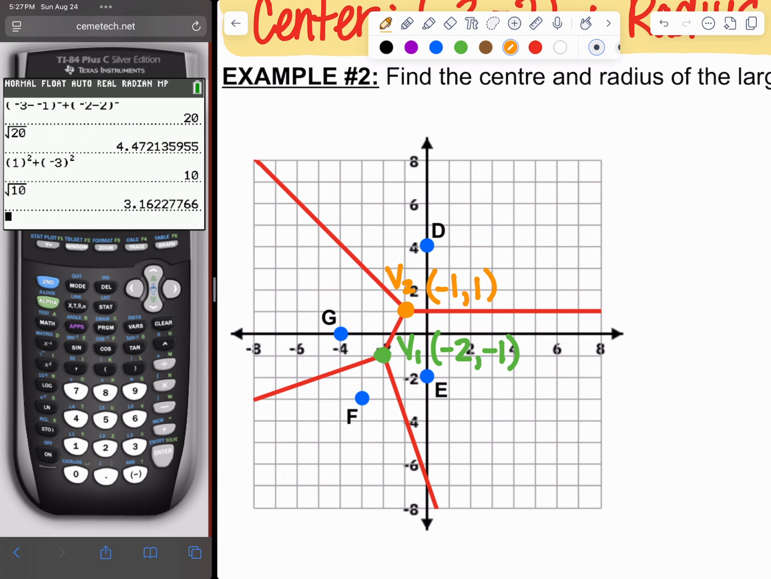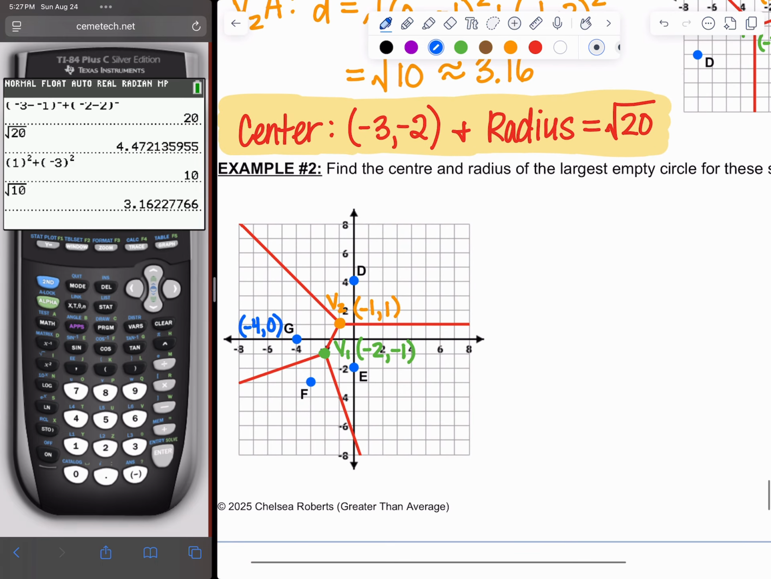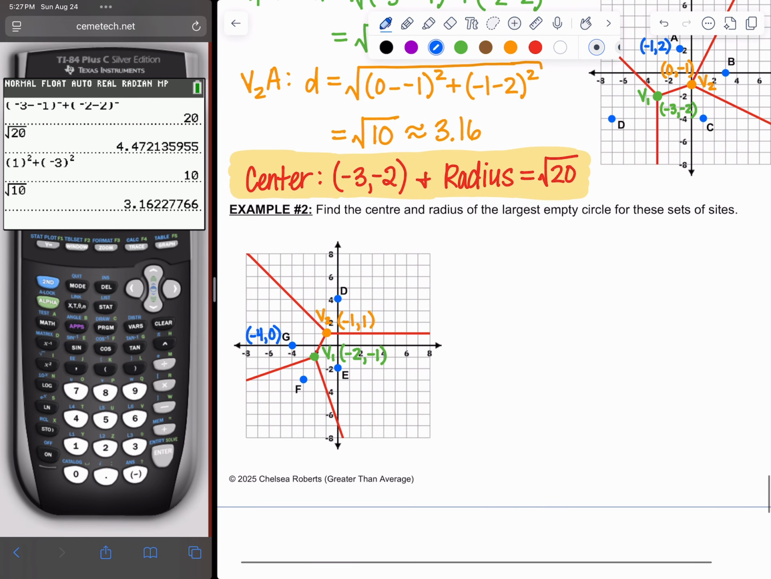All right. So what we're going to do here is we have to understand that vertex 1 and vertex 2 lie on this perpendicular bisector here. And this perpendicular bisector is going to separate E and G. All right. So we have to compare these 2 points to either point E or point G. So I'm going to compare to point G, and point G is located at -4, 0.